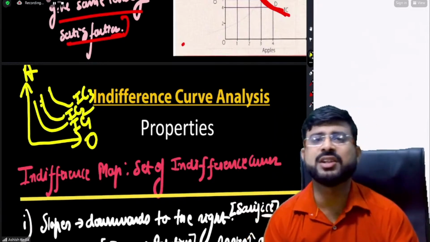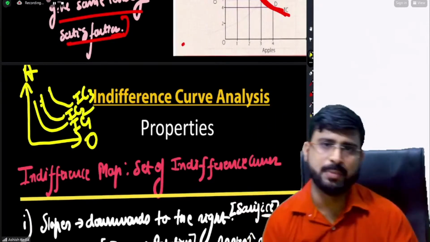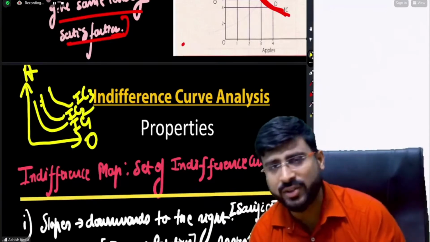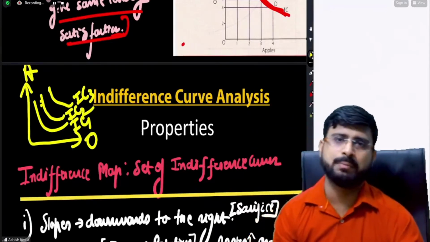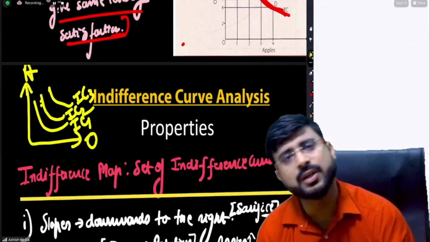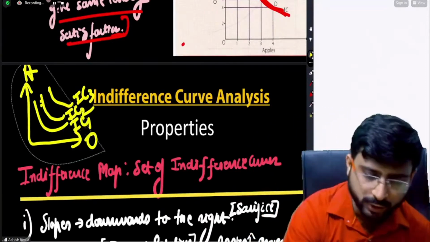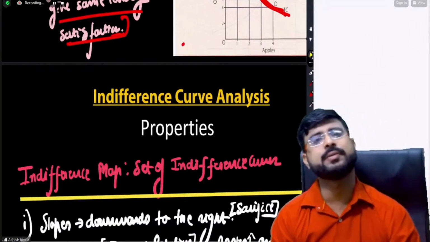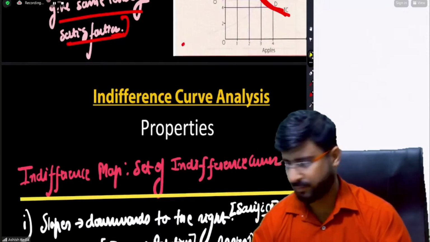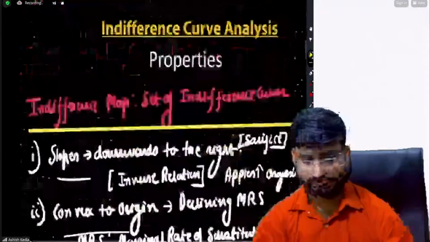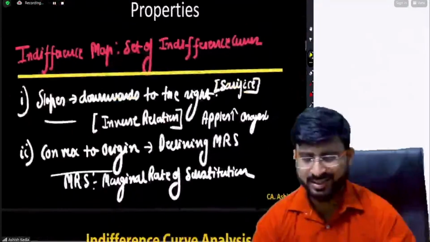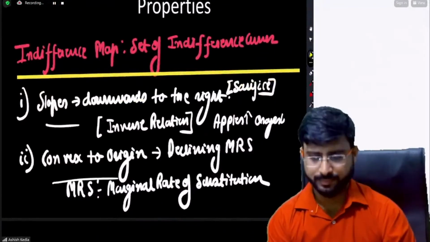The set of these indifference curves is called indifference map. Hopefully it's crystal clear to everybody. So what is indifference map? Set of indifference curves.